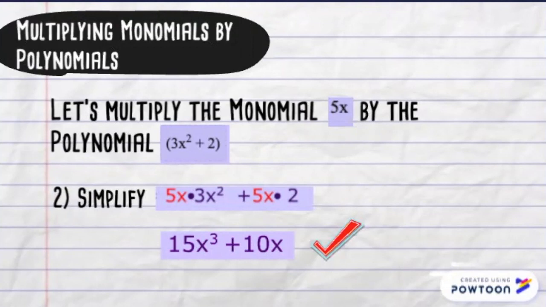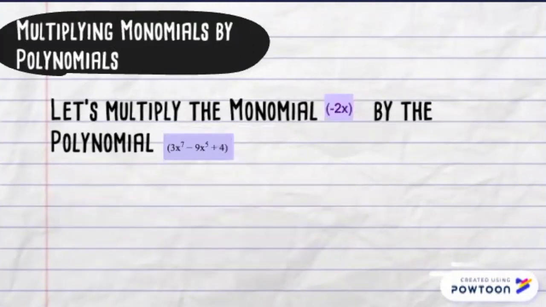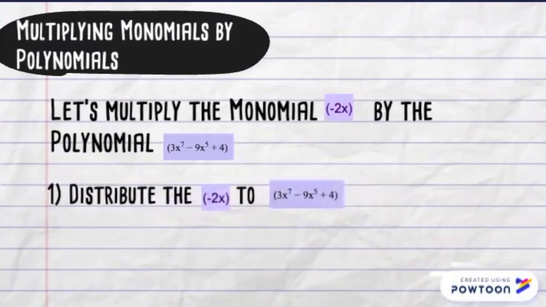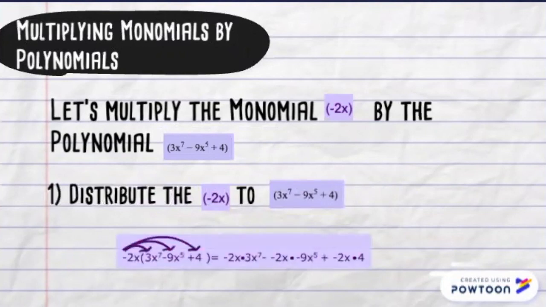Now let's move on to the second problem. Let's multiply the monomial negative 2x by the polynomial 3x to the 7th power minus 9x to the 5th power plus 4. Once again, you will distribute the negative 2x to 3x to the 7th power minus 9x to the 5th power plus 4. So you should end up with negative 2x times 3x to the 7th power minus negative 2x times negative 9x to the 5th power plus negative 2x times 4.